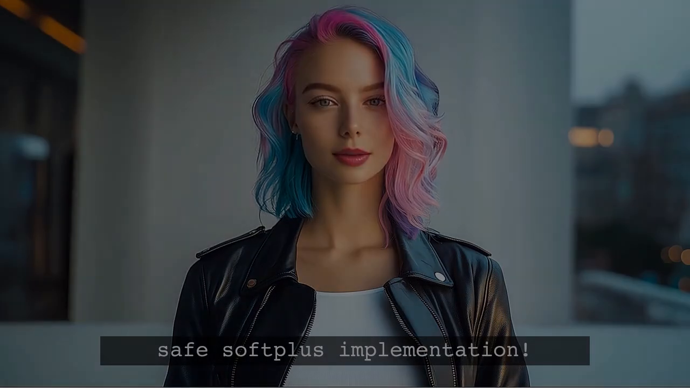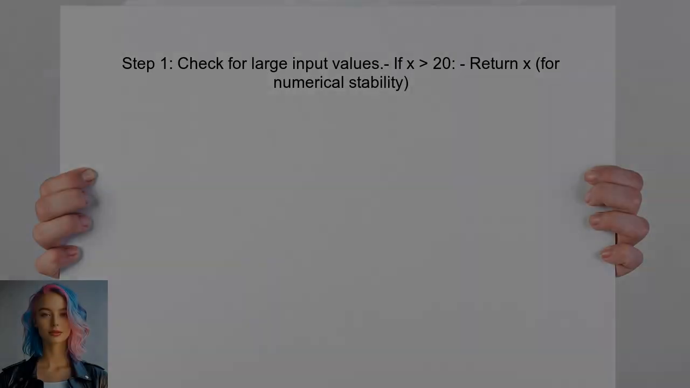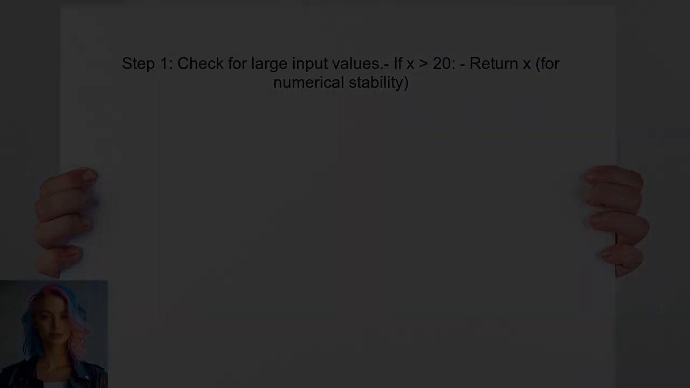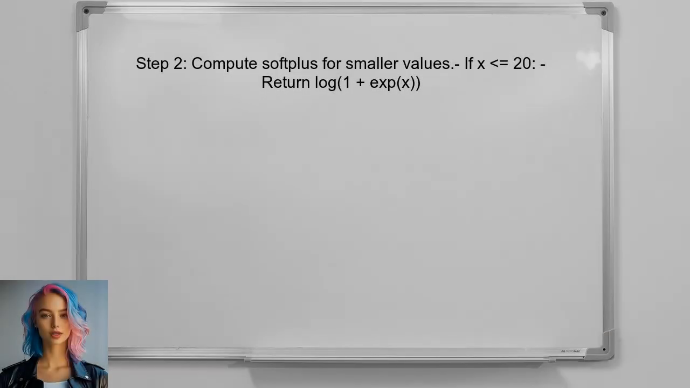even with large numbers. To handle large values in the Softplus function, the user can use a numerical stability technique. First, we will check if the input value is greater than a certain threshold. Next, if the input value is not too large, the user can safely compute the Softplus function using the standard formula. This will ensure accurate results for smaller values.